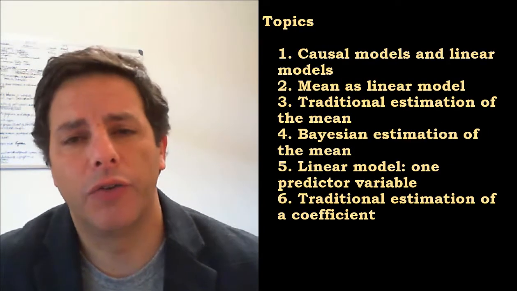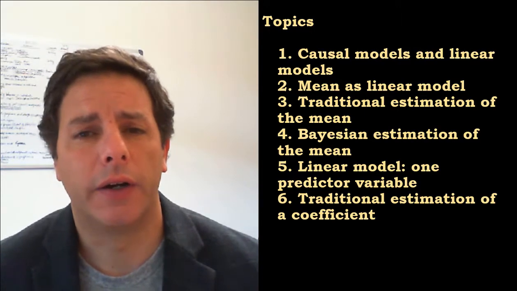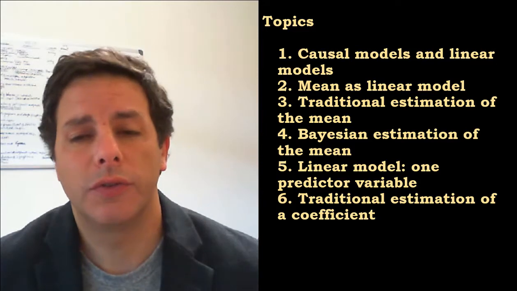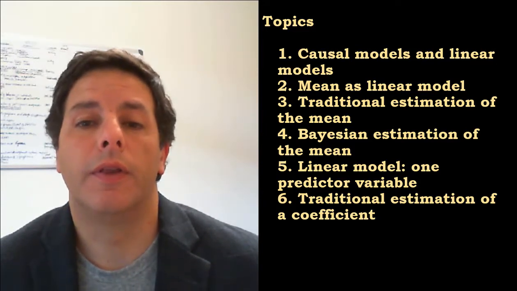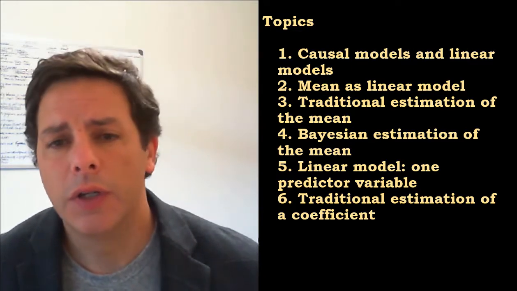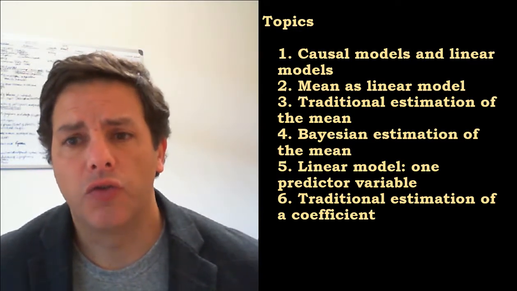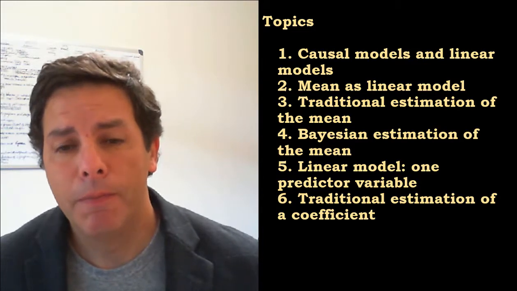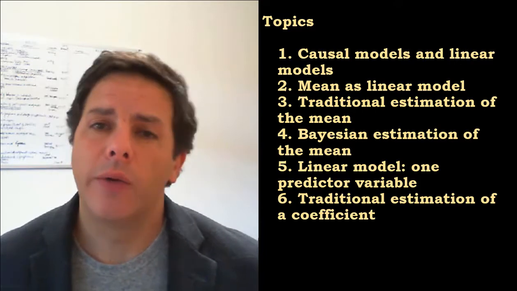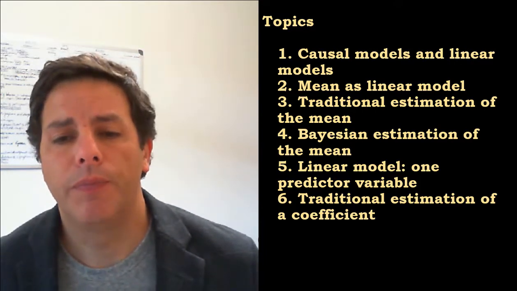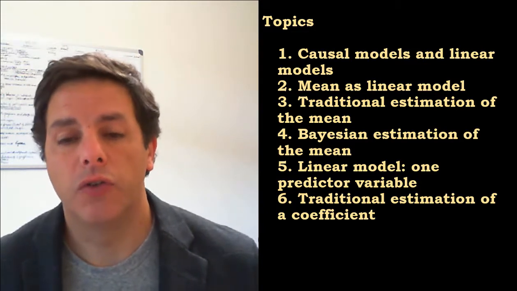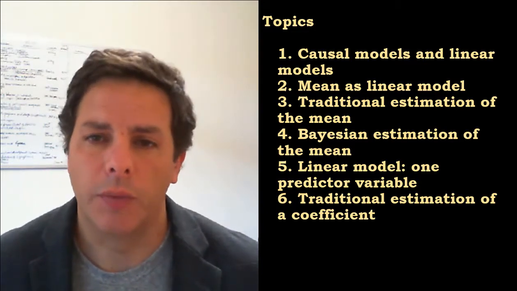The topics I'm going to cover in this explainer are first causal models and linear models. So I'm going to explain the differences. Then I'm going to talk about the mean as the simplest of the linear models. The third topic is traditional estimation of the mean. Fourth, Bayesian estimation of the mean. And then I will add one predictor to the linear model and explain it. And the final topic is to do traditional estimation of a coefficient in a linear model.